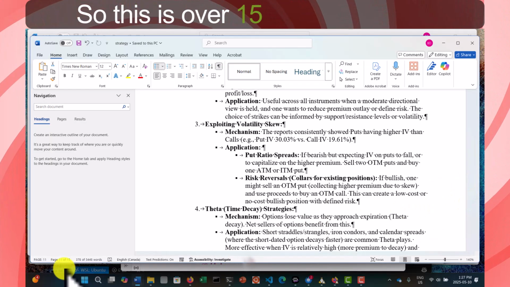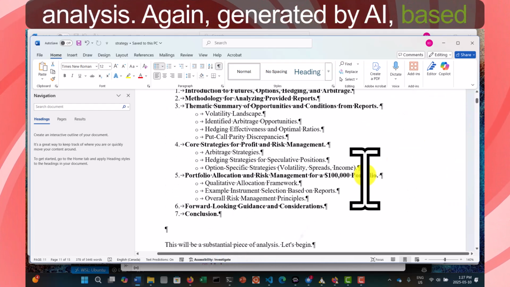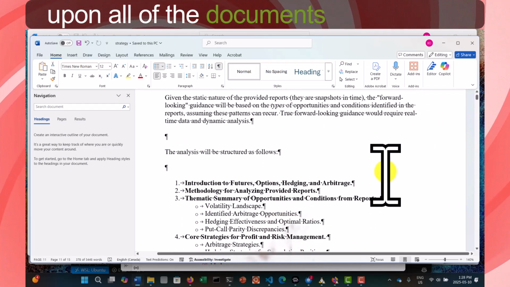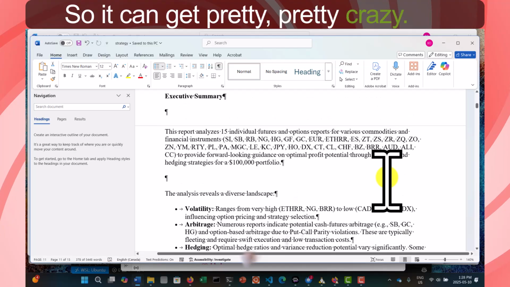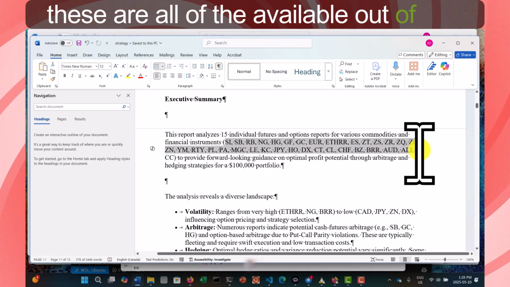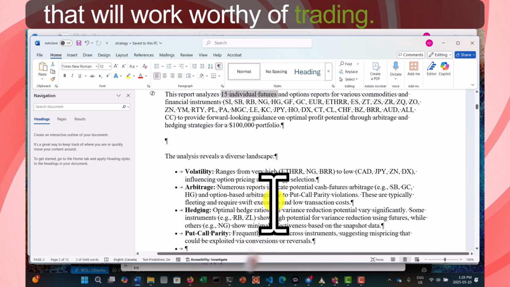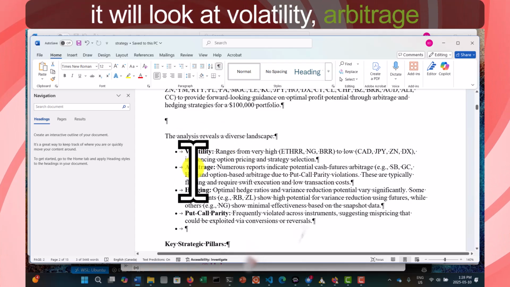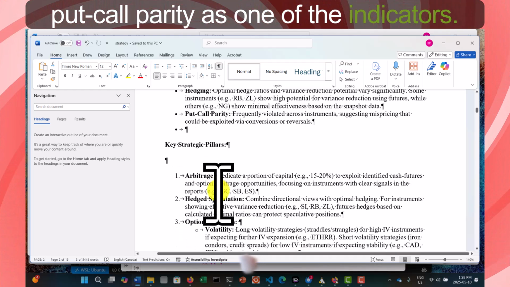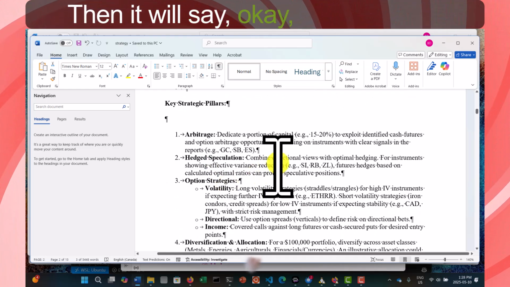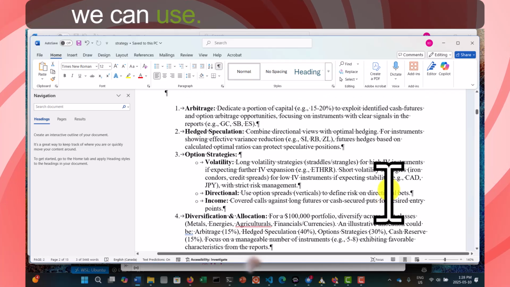So this is over 15 pages of full-on analysis, again generated by AI based upon all of the documents I gave, all of those reports. So it can get pretty crazy. These are all of the available assets. Out of that, it only focused on 15 of them that are worthy of trading. Then it will look at volatility, arbitrage opportunity, hedging opportunity, using the put call parity as one of the indicators.